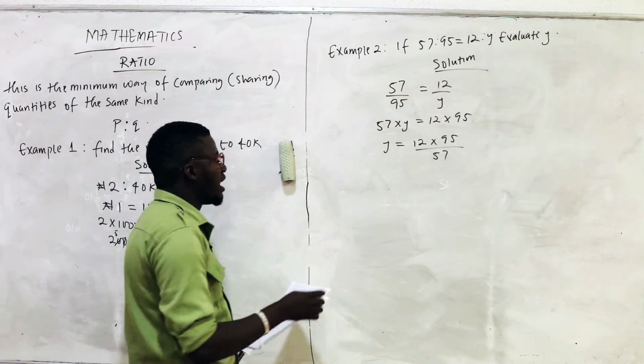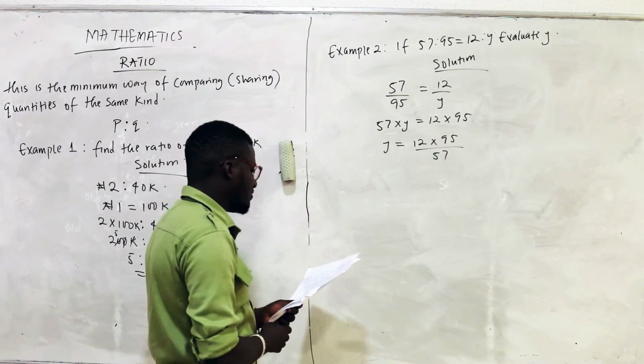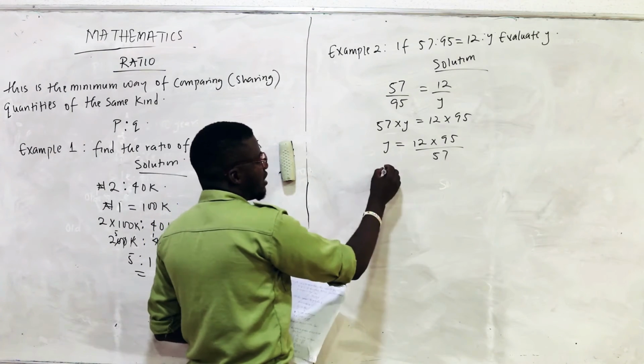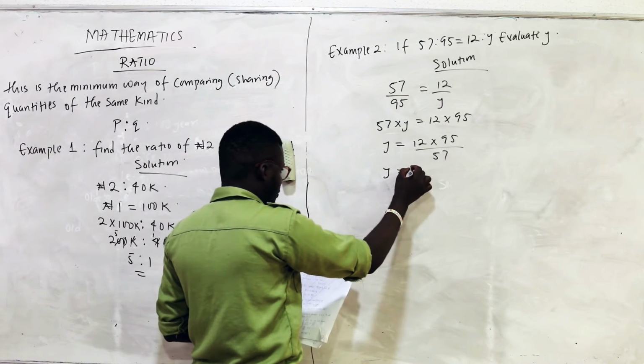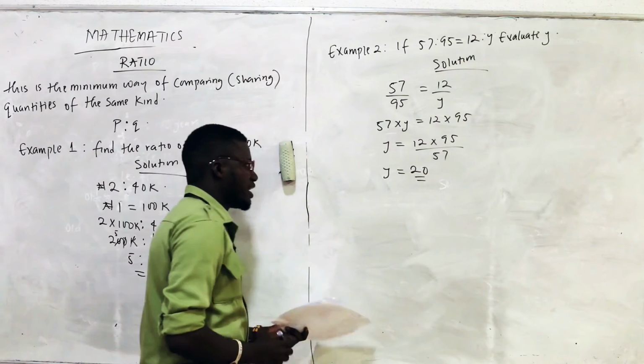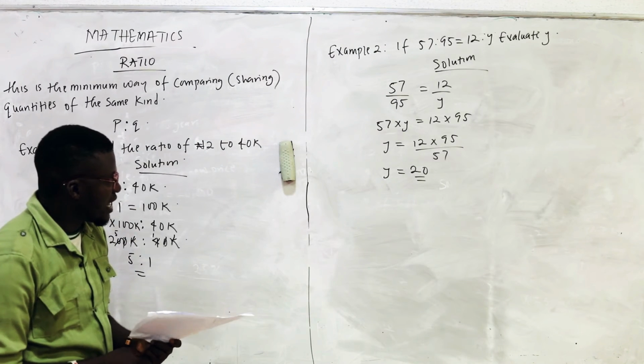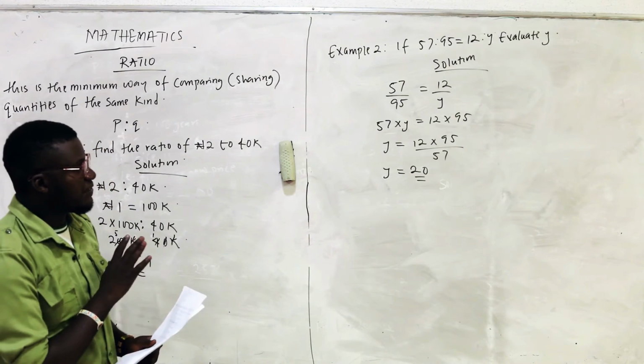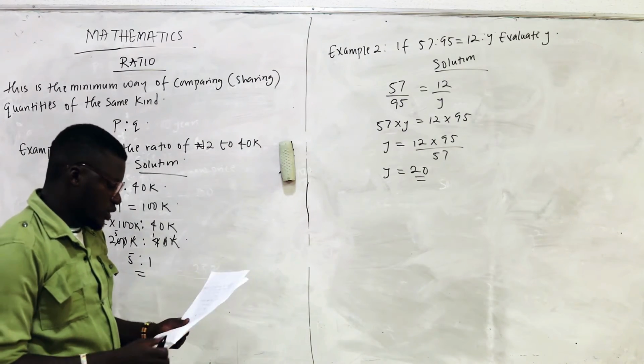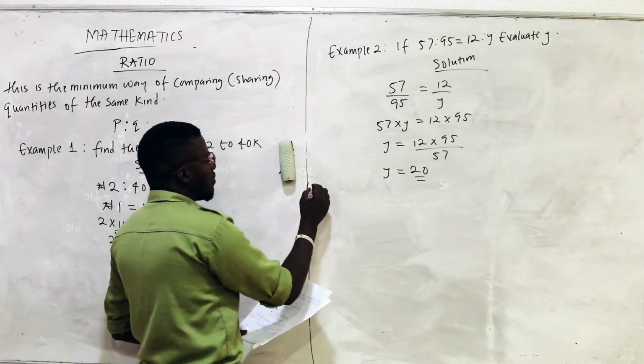When I cross multiply, 12 times 95 divided by 57 is going to give me 20. So my y is equal to 20. That's my final answer for the second example. I'll move to the next example, which is Example 3.